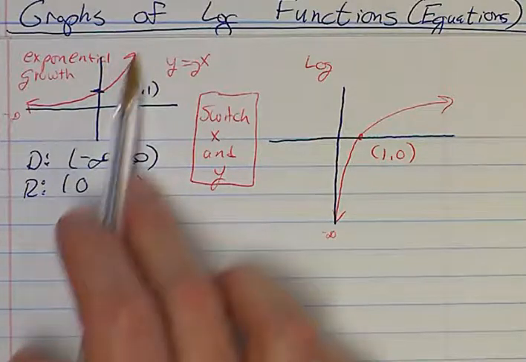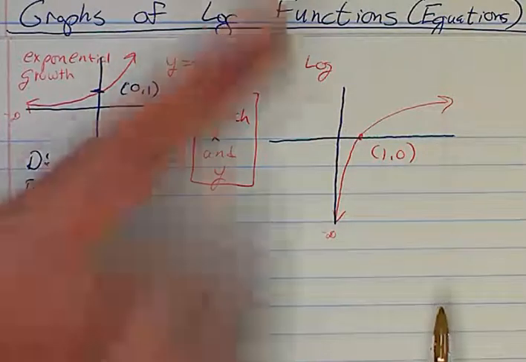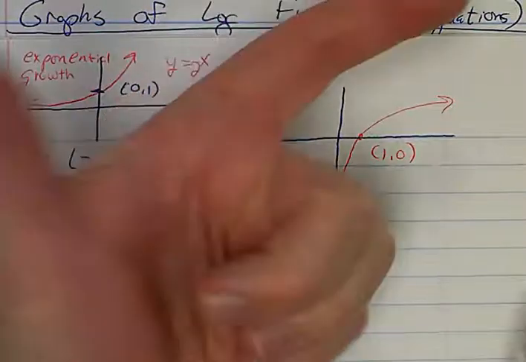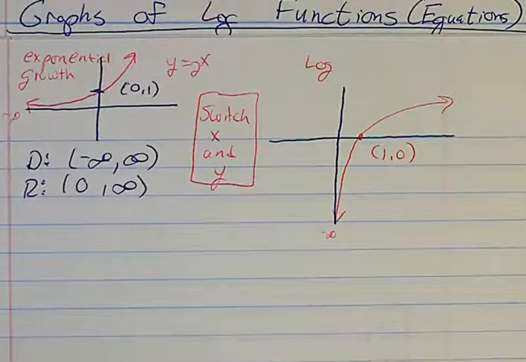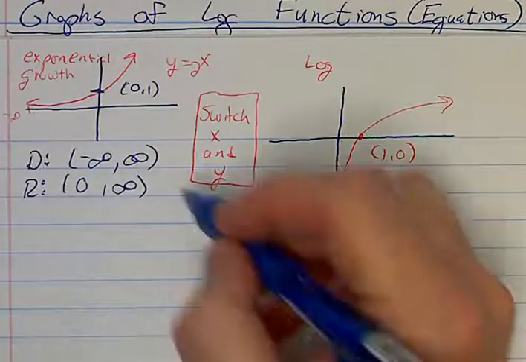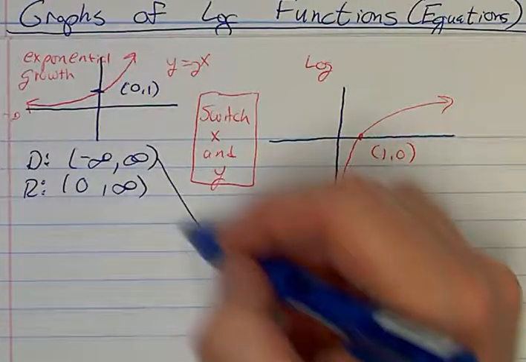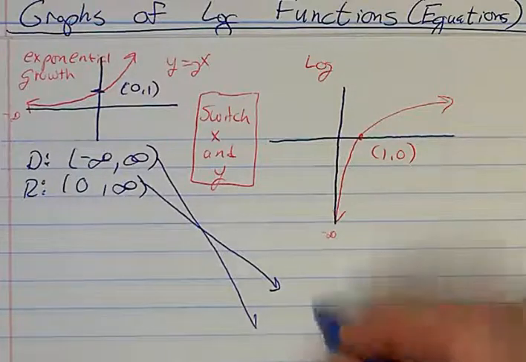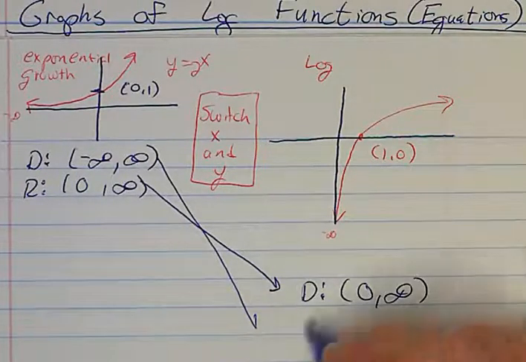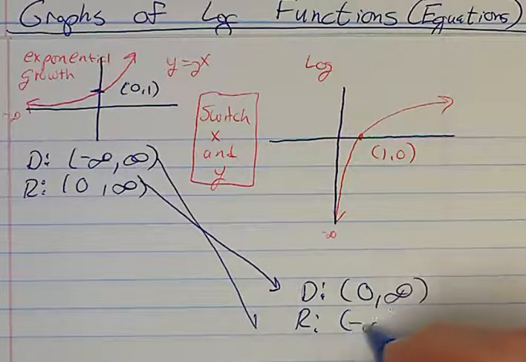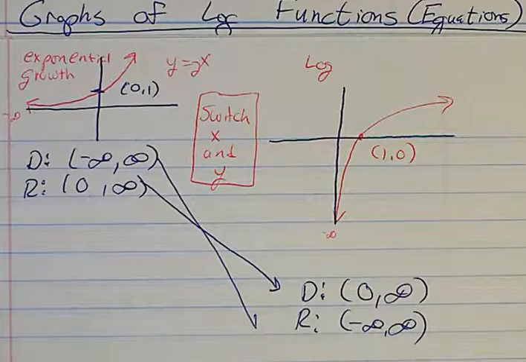So exponentials look something like this. And all we're going to do is take this graph we've got here and just flip it over. So now it looks something like that. Oh, and domain and range get really easy. You just swap them. Now the domain can be from 0 to infinity. And your range is going to be the opposite. It's going to be negative infinity to infinity.